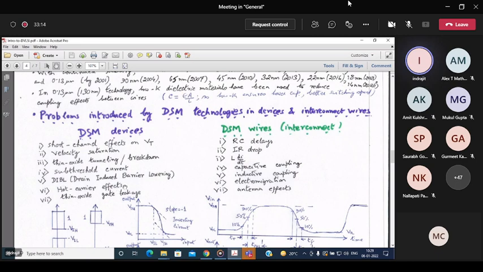Hot carrier effects. Then again, the high speed carriers are there. Temperature can grow up, and that also may lead to undesirable effects. Again, thin oxide gate leakage. Some of the mechanisms are interrelated, although we talk in terms of different terminology.